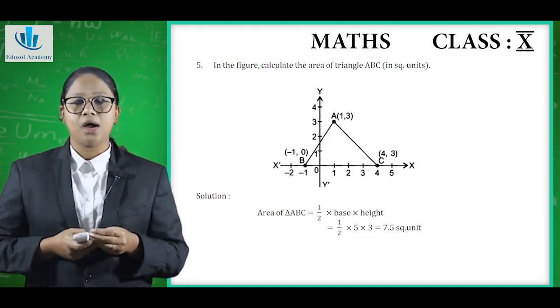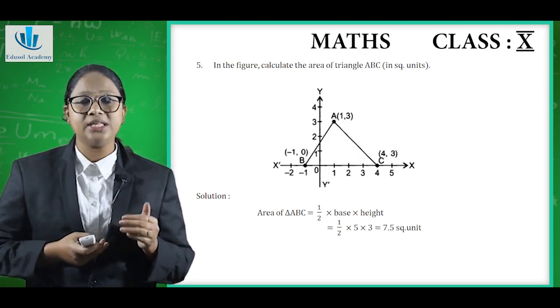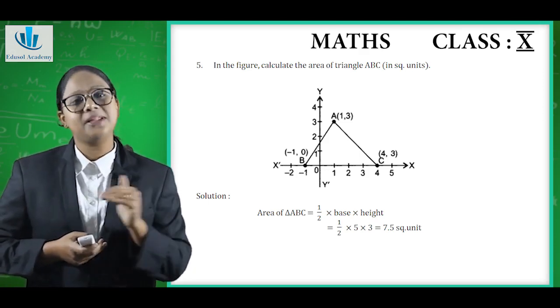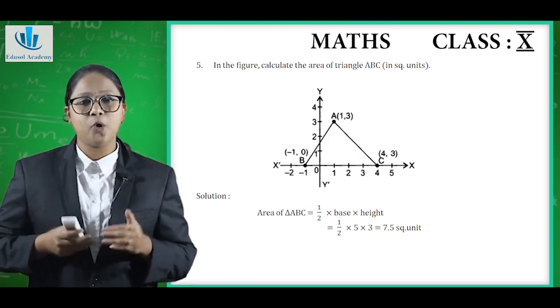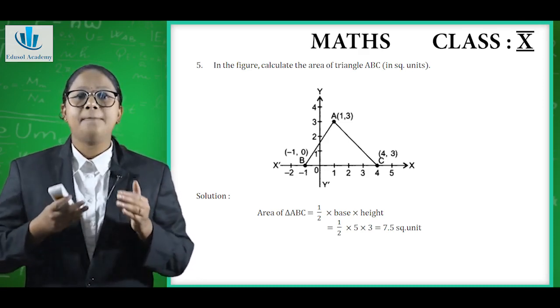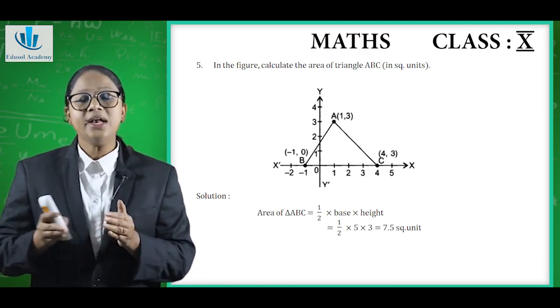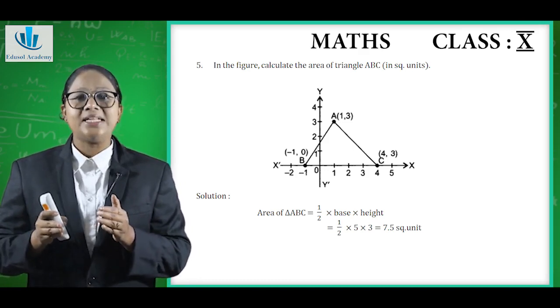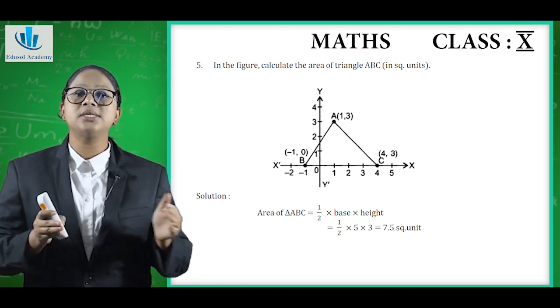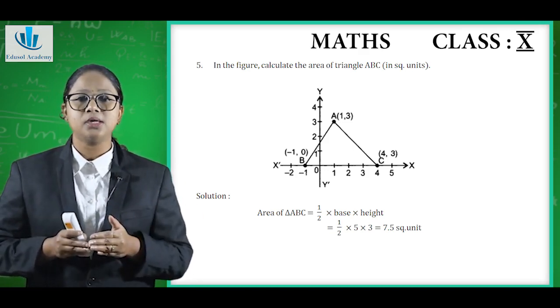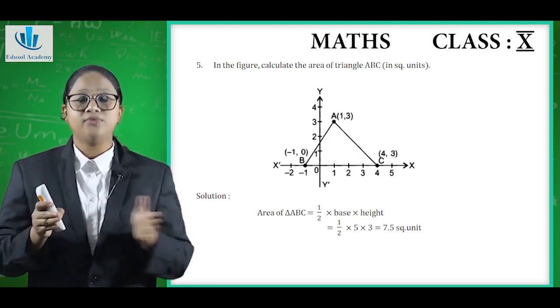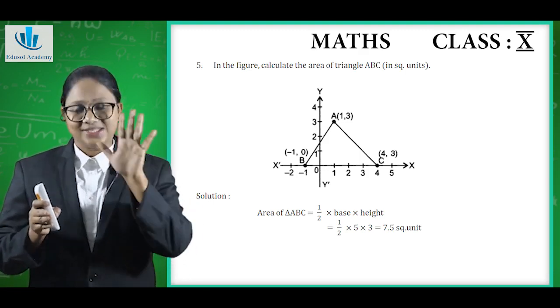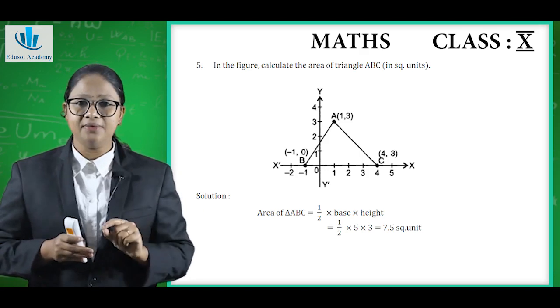Now how far are the 2 points B and C? That will be the base. You can see B is placed 1 division away from the origin and C is placed 4 divisions away from the origin. So the total is 1 here, 4 here. So 1 plus 4 is 5. So the base is 5 in this case.